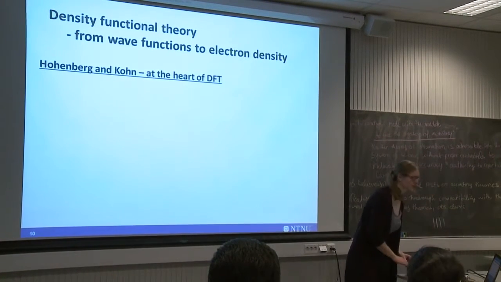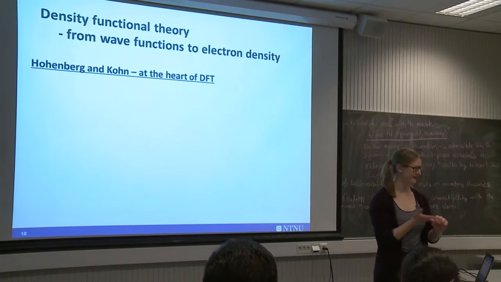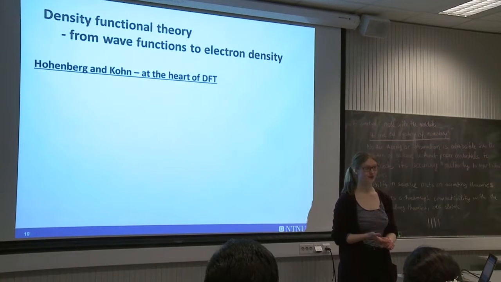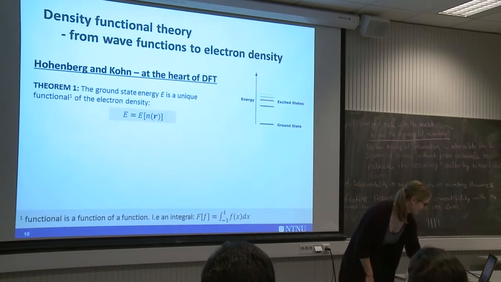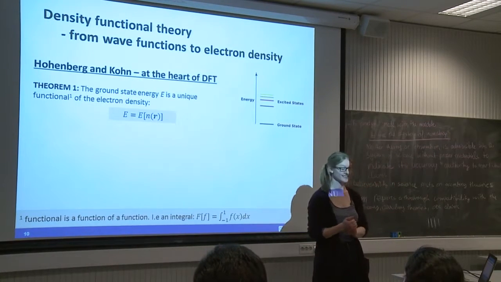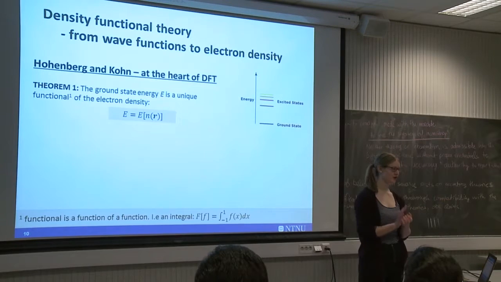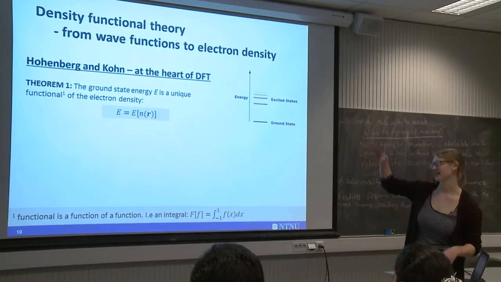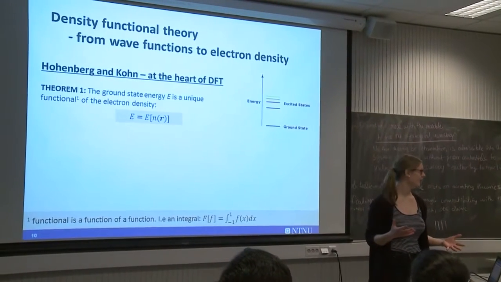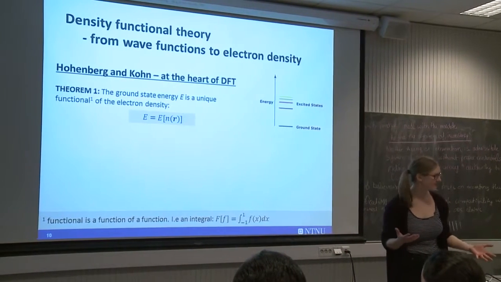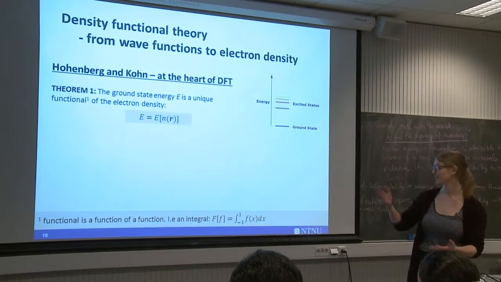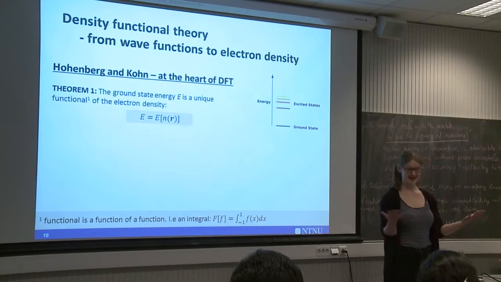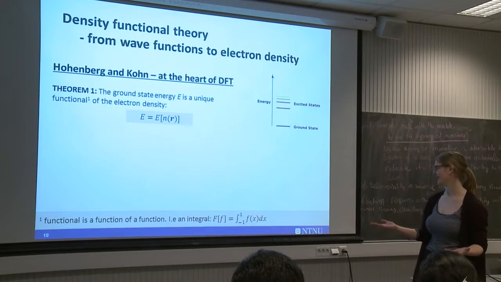So again, we're approaching now the heart of DFT. So the heart of DFT is based on 2 very fundamental theorems. And the first theorem states that the ground state energy is a unique functional of the electron density. So here's where the fancy word functional comes in. But it's not really a fancy or a scary word. It's something you've all done. So a functional is basically a function of a function. A functional you all would know. An integral, that's a functional, right?